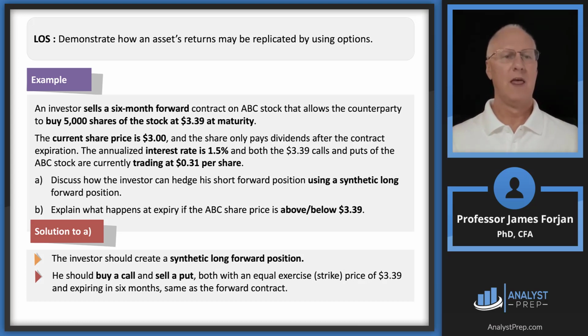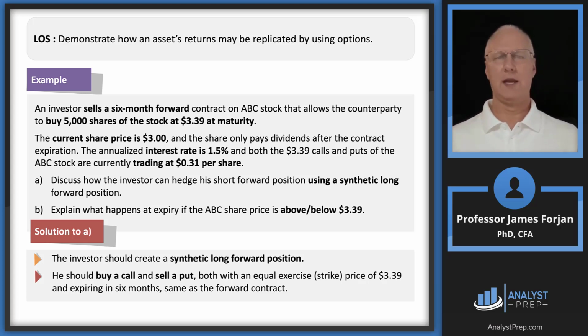6-month contract, 5,000 shares, $3.39 at maturity. Current price is $3. Notice that we tell you that it pays a dividend after the contract expiration, so you don't have to worry about that dividend. Interest rate 1.5%, and both the $3.39 calls and puts are currently trading at 31 cents per share. Don't really worry about the fact that they're trading at the same price. That's just for simplicity here.